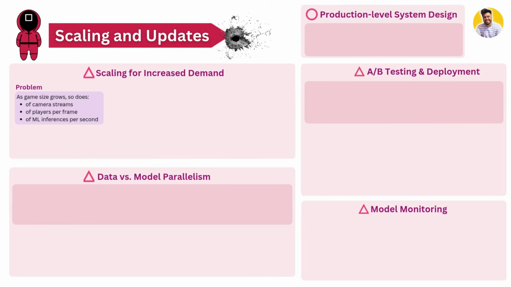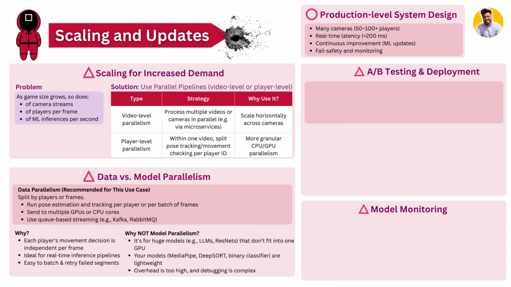The problem we have is, as the game size grows, so the cameras grow, so the players grow, so the ML inference per second also grows. Because at a production level, our system should have many cameras, a real-time latency that should be very, very low, and continuous movements and continuous improvements, fail-safe and monitoring as well.